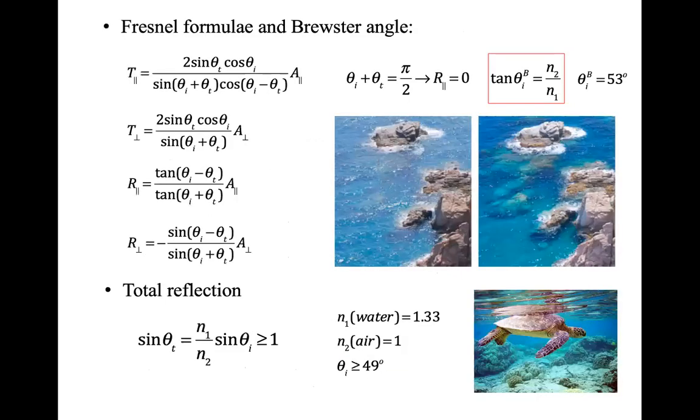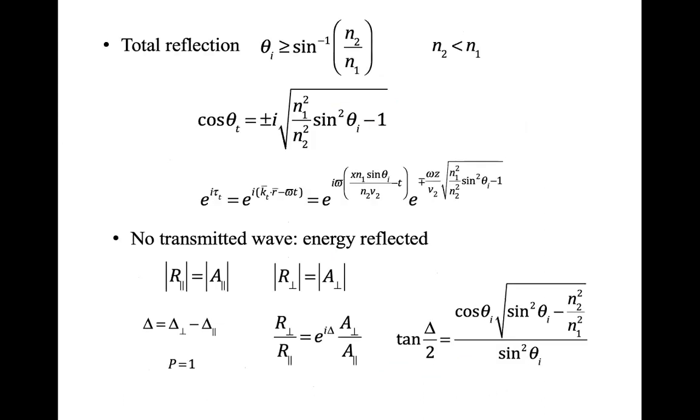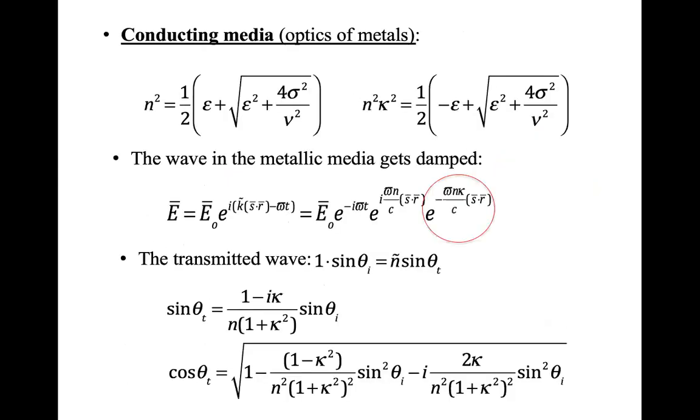And this is something you have probably seen in your regular undergrad courses. I put it here in a way that you can then apply to almost all Mueller matrices that I'll show in a second. So I'm trying to do this, which is known by all of you, so that I can apply it to a generic Mueller matrix. So I have total reflection, conducting media.